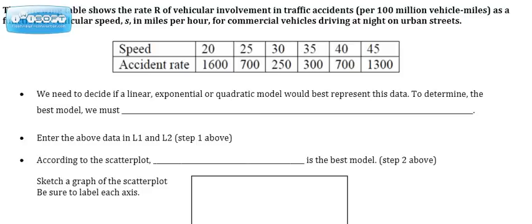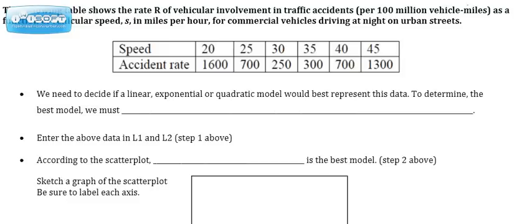Now the following table shows the rate R of vehicular involvement in traffic accidents, so that means how often a vehicle is involved in traffic accidents per 100 million vehicle miles, as a function of the speed of the car in miles per hour for commercial vehicles driving at night on urban streets. So we need to decide if a linear, exponential, or quadratic model would best represent this data.